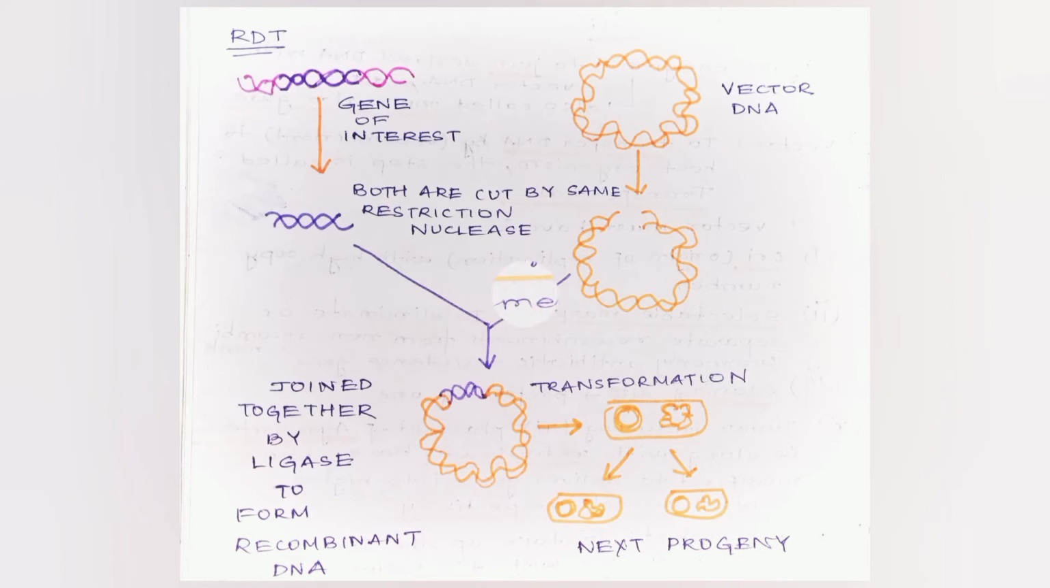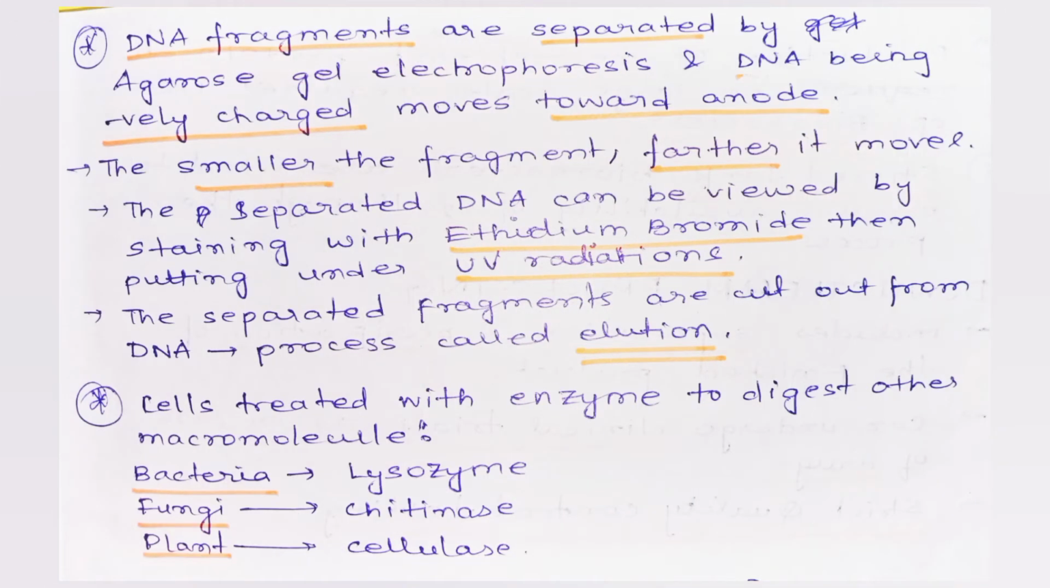Summarizing recombinant DNA technology: in RDT, the gene of interest and vector are cut by the same restriction endonuclease, and then are joined by ligase to form recombinant DNA, which is then transferred into the cell by the process of transformation. Important points to be noted: DNA fragments are separated by agarose gel electrophoresis, and DNA, being negatively charged, moves towards the anode. Smaller fragments move farther than larger ones. Separated fragments can be visualized only by staining with ethidium bromide and then putting them under UV rays. The separated fragments are cut from the gel by the process of elution.